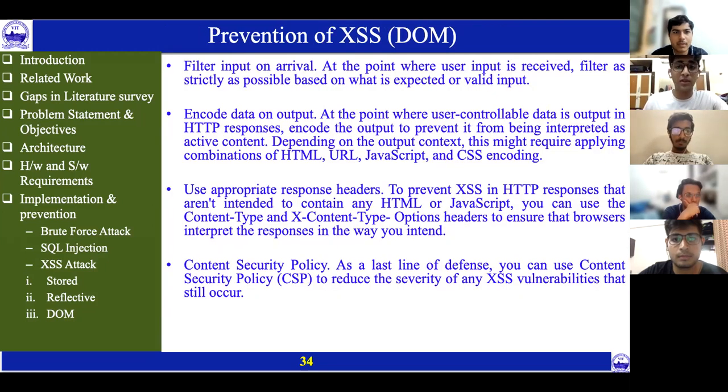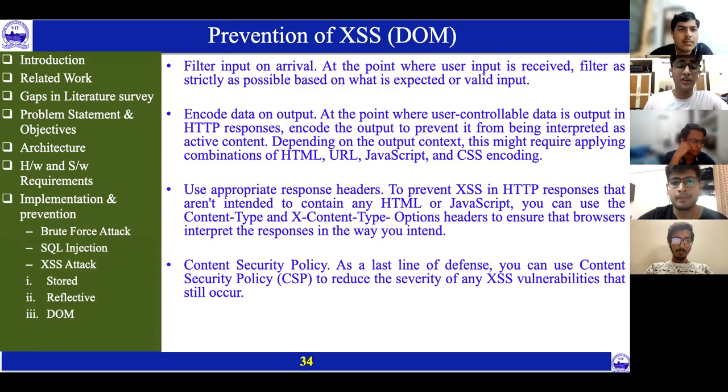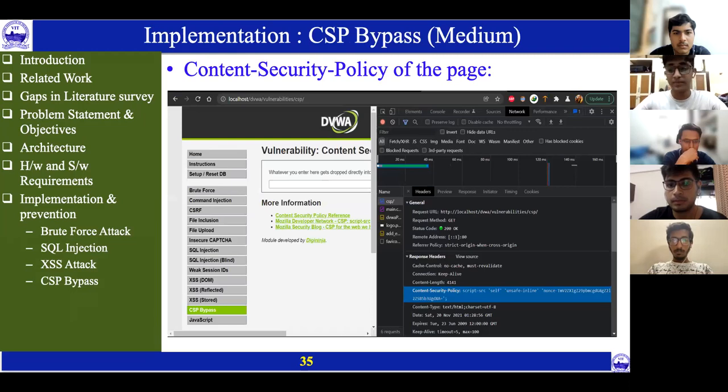The prevention method of the DOM XSS attack is filtering any input on arrival, and encoding the data on output, which means that at the point when user-controllable data is output in the HTTP response, they encode the output to prevent it from being interpreted as active content. So this is the way in which XSS attack can be prevented. The next attack will be covered by my teammate.